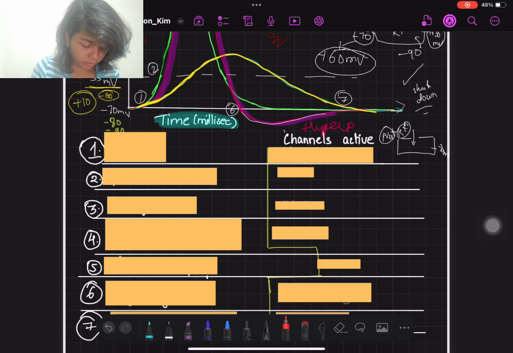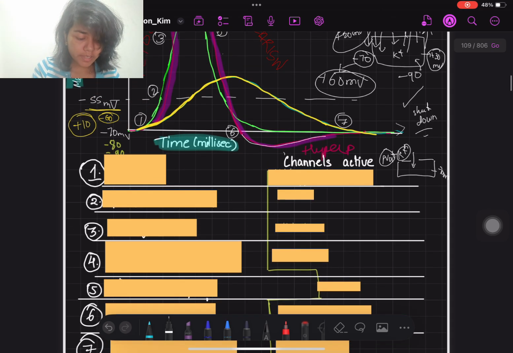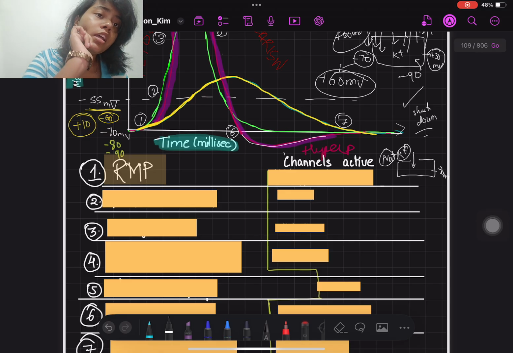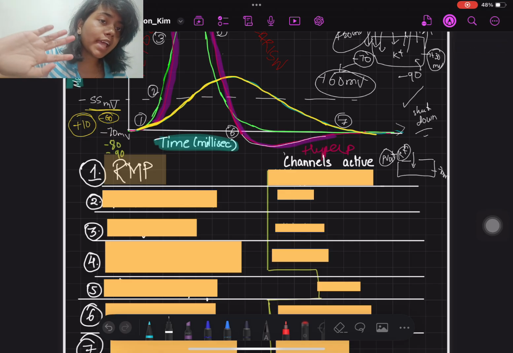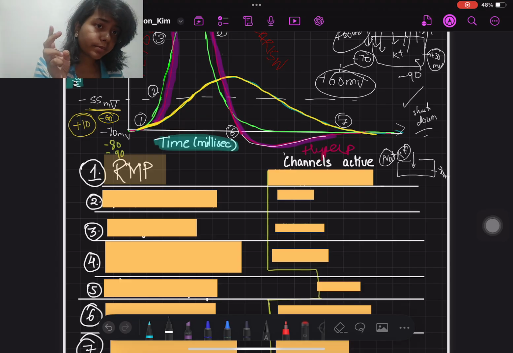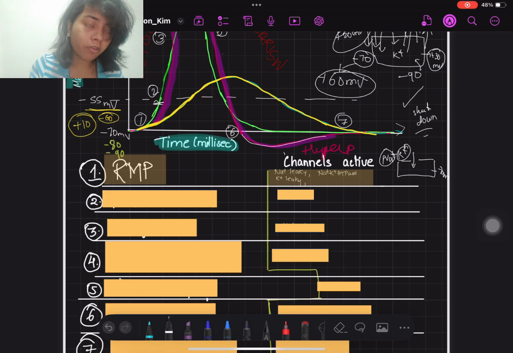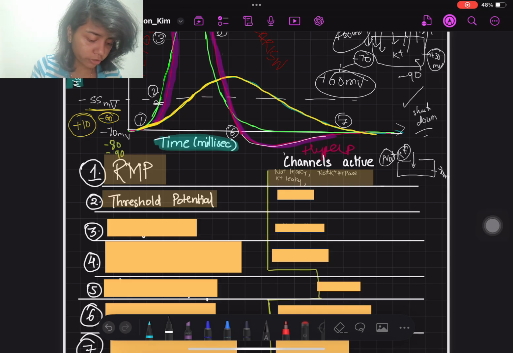Now I want you to pay attention. The 7 steps are these. The first step was RMP, resting membrane potential. At the time of RMP, if you have seen my RMP video, the active channels were sodium leaky, potassium leaky and the sodium potassium ATPase pump. Next, the threshold is reached, and only then will there be an action potential, right? Otherwise, if the local potential doesn't reach here, the graph won't form. So next is threshold potential.